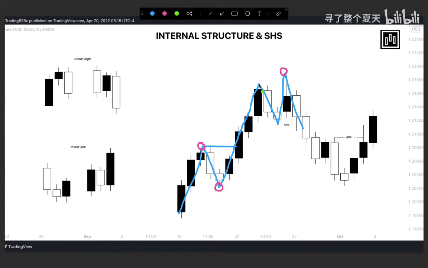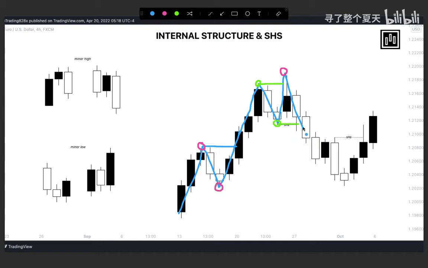So we can regard this as an internal shift because we broke above, we created a boss and then a shift, right? So we want to see a boss and then a shift first to regard this as a shift in market structure. So this is a minor low, this is a minor high, right? Because these are called minor lows or minor highs or internal structure, right? Internal high, internal low, that's still okay because it is contained within this low and this high.